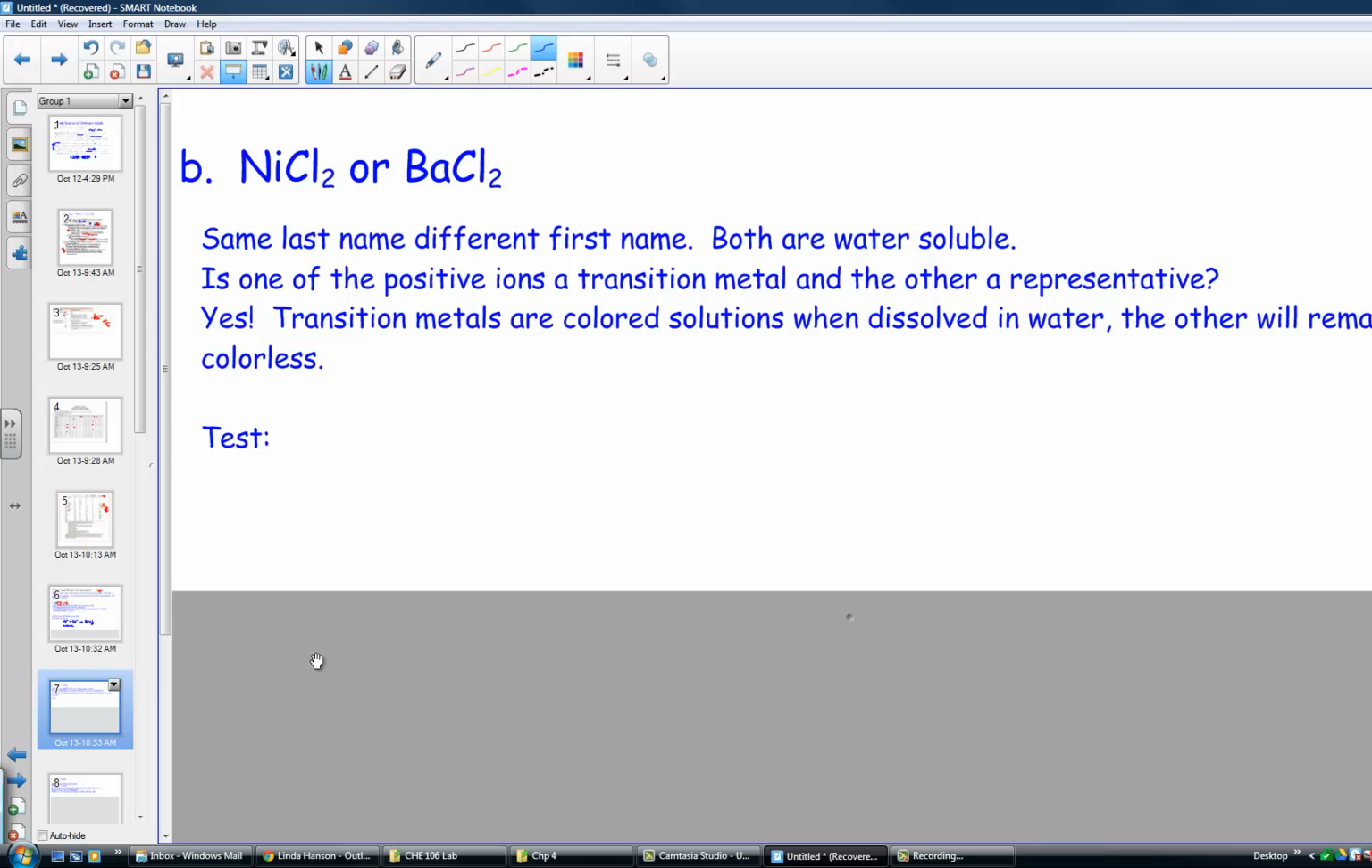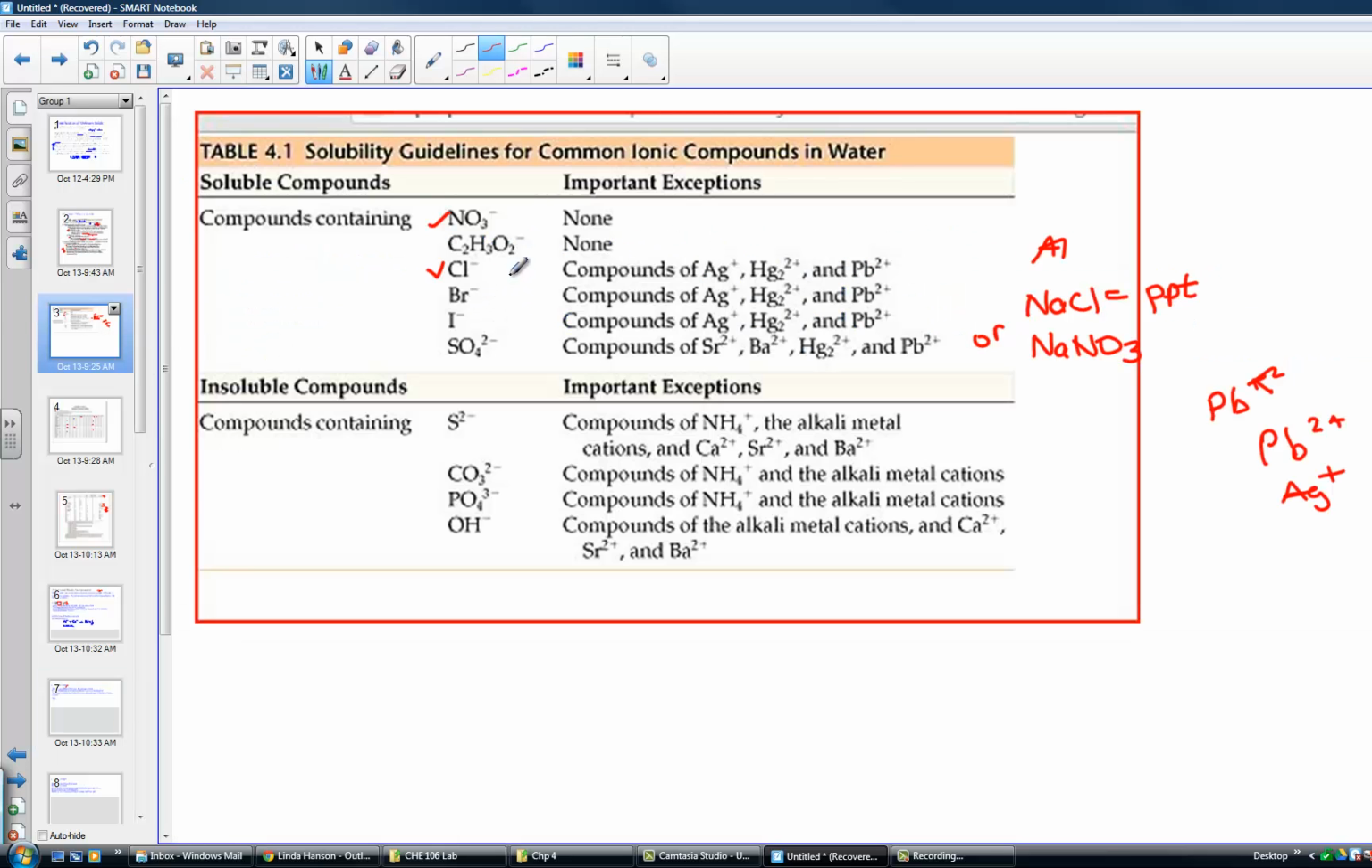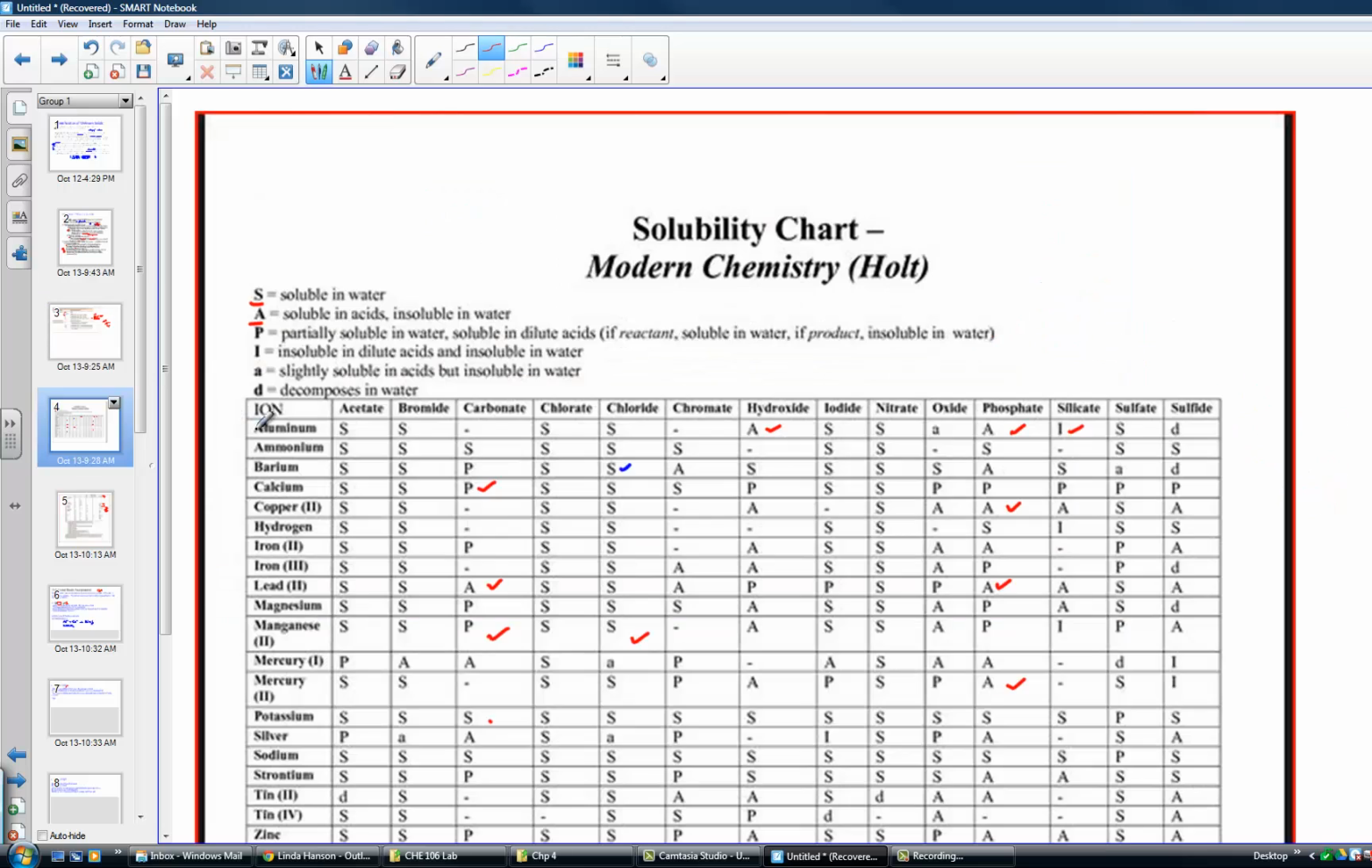How about station B? If we were testing nickel chloride or barium chloride. Notice again we have some interesting things right off the bat. They have the same last name in this case, so that would not be used as a separation tool, but they have different first names. Nickel chloride and barium chloride are both water soluble. Based on the solubility table rules, chlorides are always soluble unless their first name is silver, mercury, or lead, and you can see that they are both soluble.